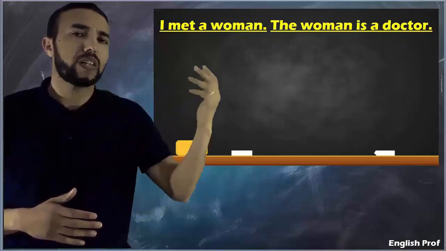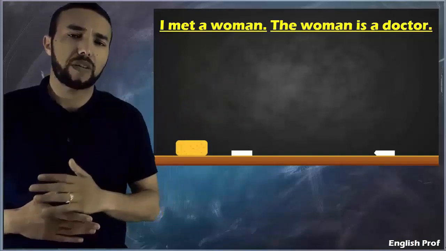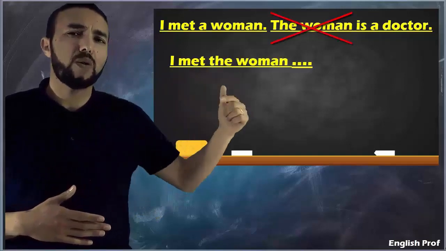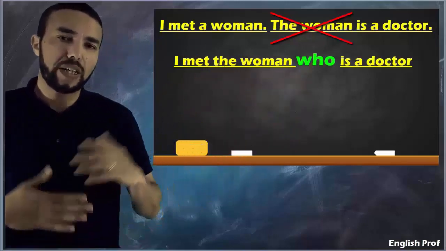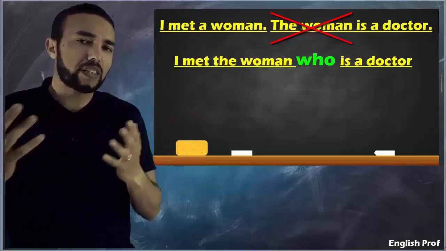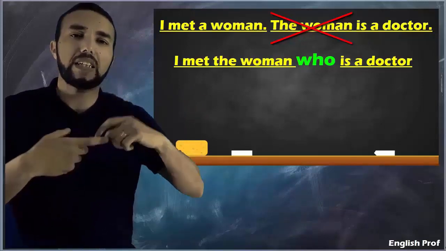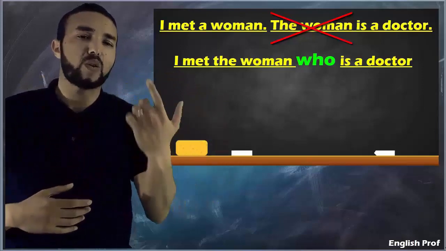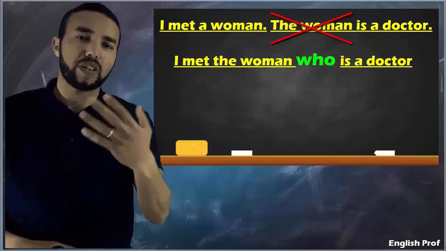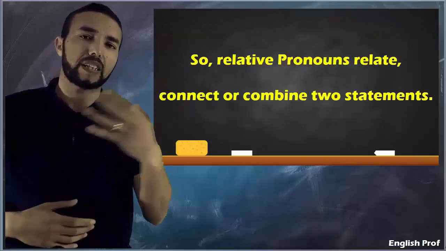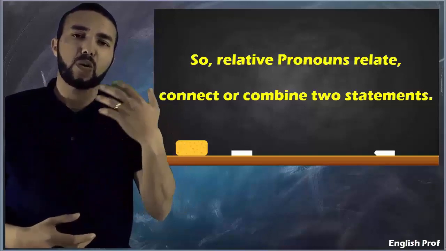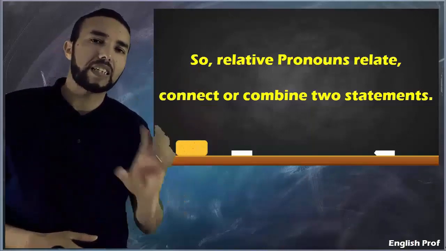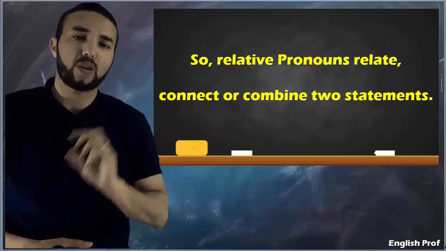Or another one would use a relative pronoun. He would say, for example, I met the woman who is a doctor. So here, the relative pronoun who, what does it do? It connects, it relates the two statements and makes it one statement. A relative pronoun is a pronoun that connects, relates, or combines two statements and makes it one statement. That's the general idea, or the purpose, or the goal of relative pronouns.